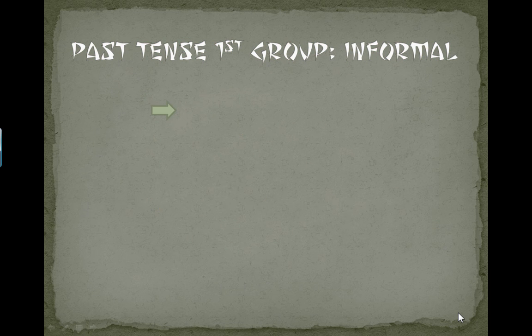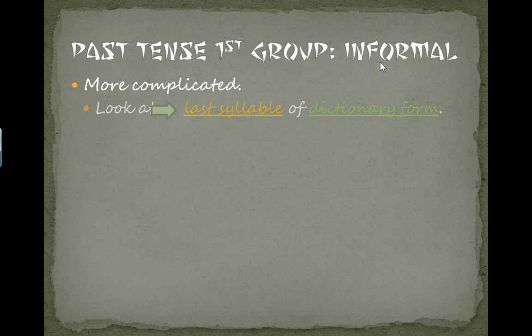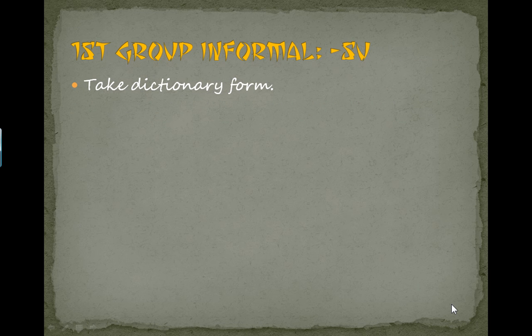Now, as far as the past tense for the first group, when we're talking about the informal speech, things get a little bit dicey. It's a fair bit more complicated. The most important thing that you must keep in mind is you have to look at the last syllable of the dictionary form. This is very important. Okay, let us proceed. Now imagine that you have a verb of the first group, and you look at the last syllable of the dictionary form, and it's su. So to get the past informal form, you will remove the su and you will replace it with shita.